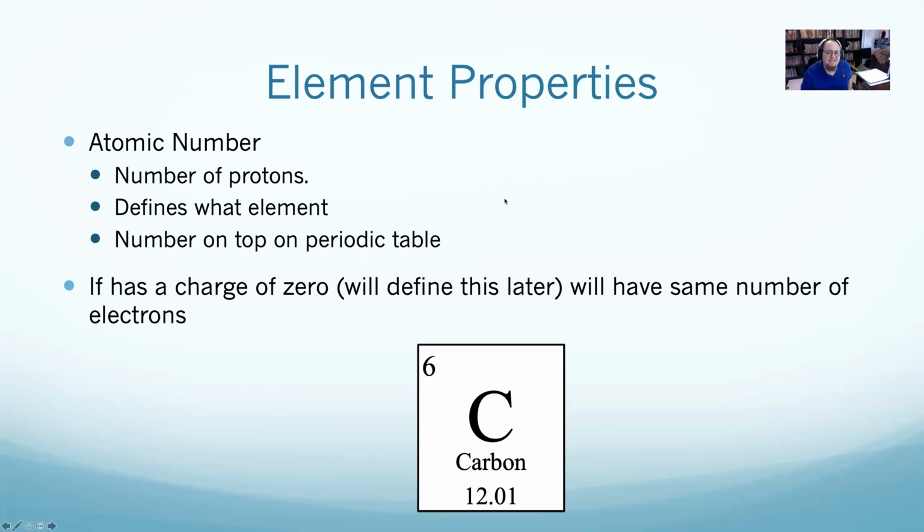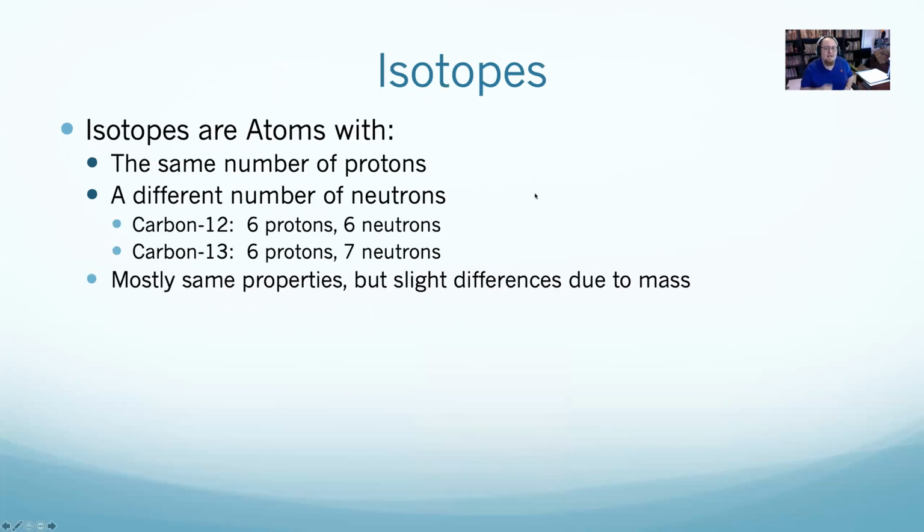You see, there's a thing called an isotope. Isotopes are atoms with the same number of protons and a different number of neutrons. Take, for example, carbon. Carbon can exist in multiple forms. The most common are carbon-12 and carbon-13. Carbon-12 is carbon with 6 protons and 6 neutrons. Carbon-13 is carbon with 6 protons and 7 neutrons.